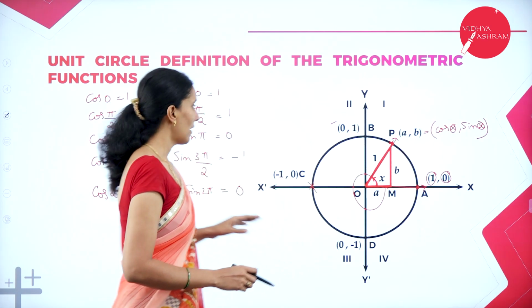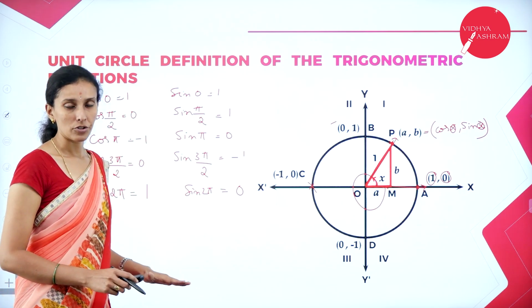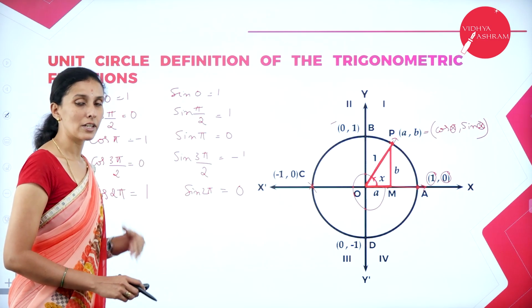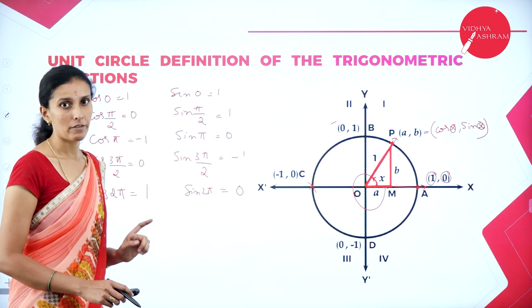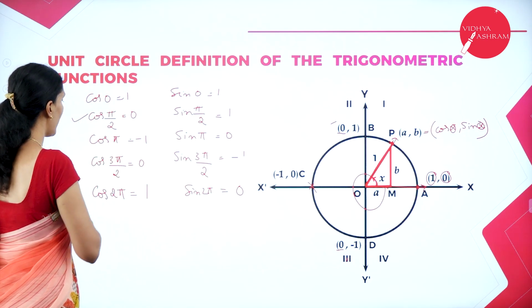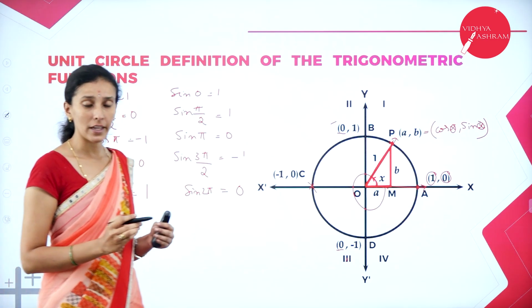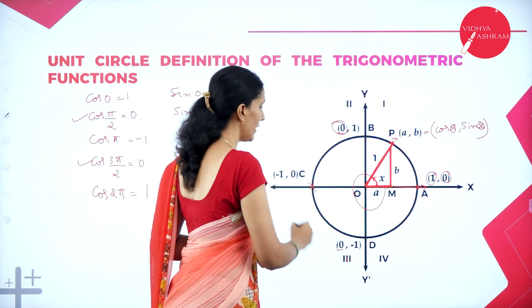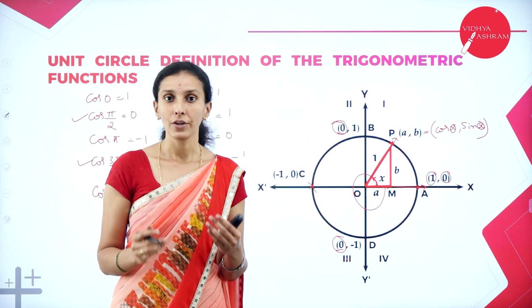So therefore, the values of all the trigonometric functions, not only cos and sin, will repeat after one complete revolution. One more thing you can observe here: cos pi by 2 and cos 3 pi by 2 values are 0. Why? Because they lie on the y-axis.